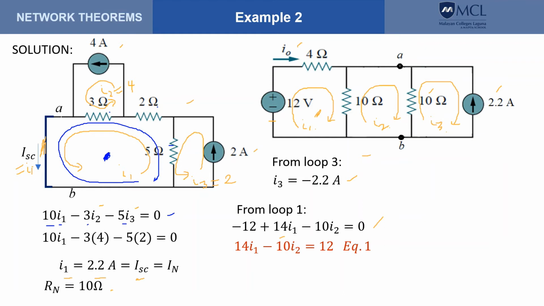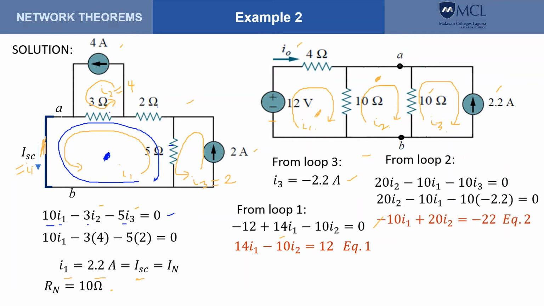Now we need one more equation, and that will come from this loop. Performing a KVL equation in this loop, that would be 10 plus 10, that is 20 times the loop current I sub 2, minus all voltage drops due to the loop currents outside loop number 2. So that would be 10 I sub 1, the drop here due to I sub 1, minus 10 I sub 3, the drop here due to I sub 3, equals 0.